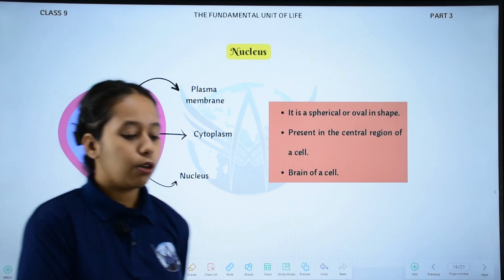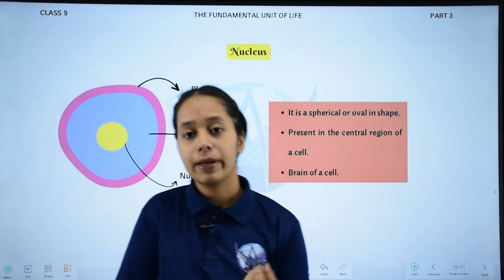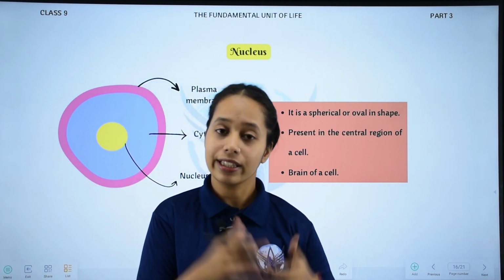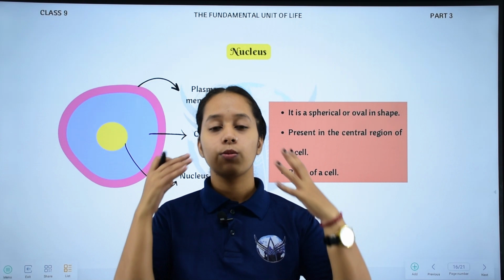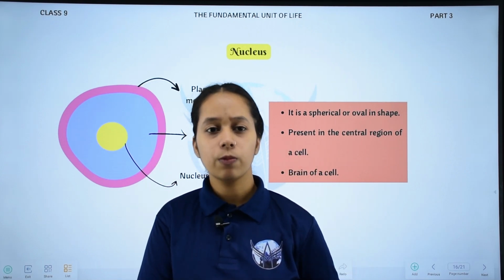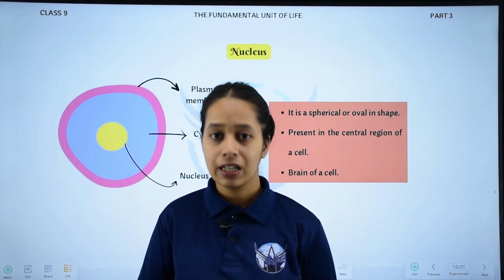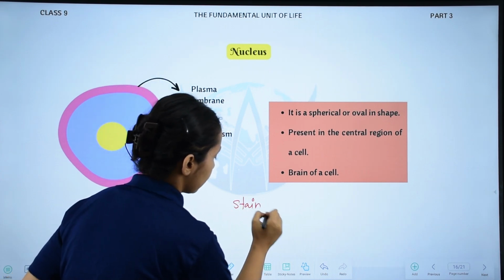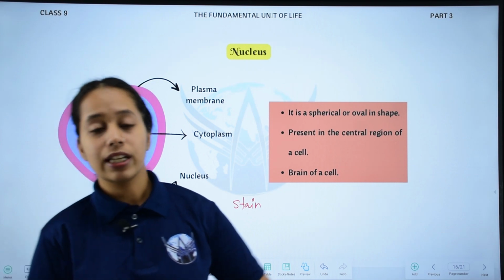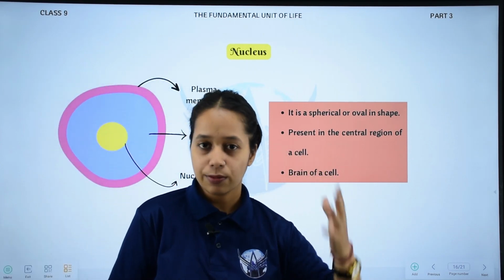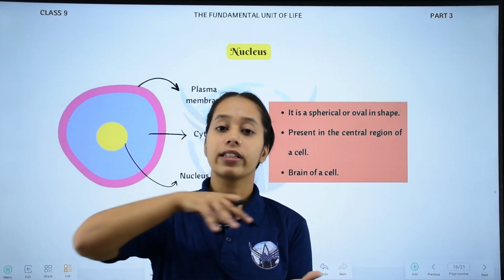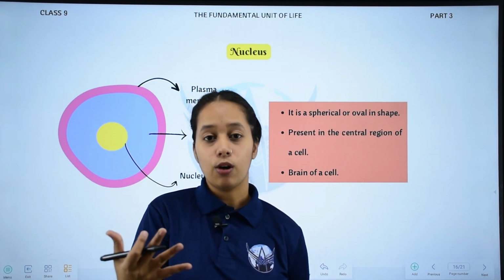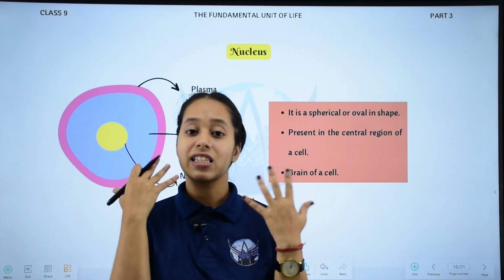Now whenever we observe a cell under a microscope, we cannot observe a cell with our naked eyes, so we need a microscope to observe it. Whenever we observe a cell under a microscope, we always stain the cells. Why do we stain cells? So that we can properly observe the contents within the cell. Staining helps in proper observation, in distinct vision.